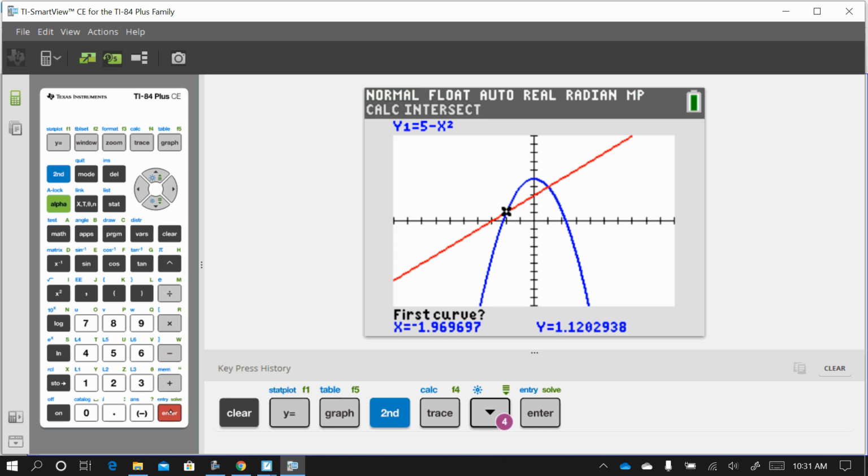Okay, notice right here, it says first curve. Notice how up here, it's showing me that the blue line is what's selected. So I like that, so I'm going to hit enter. Second curve, notice it's switched to the other line. So I'm going to hit enter, and whenever it says guess, you always hit enter. And look, there's the point, -2, 1.